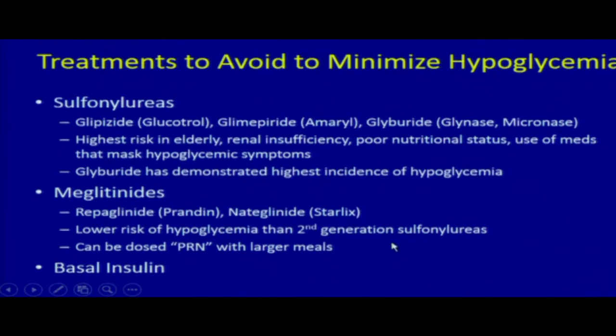The shorter-acting meglitinides, insulin secretagogues, like repaglinide and nateglinide, have lower risk of hypoglycemia than longer-acting second-generation sulfonylureas. So a better choice if you do need something to try to augment or address postprandial hyperglycemia in this class. And they can be taken just with larger meals or individual meals. And then insulin, we know, of course, carries a risk of hypoglycemia.